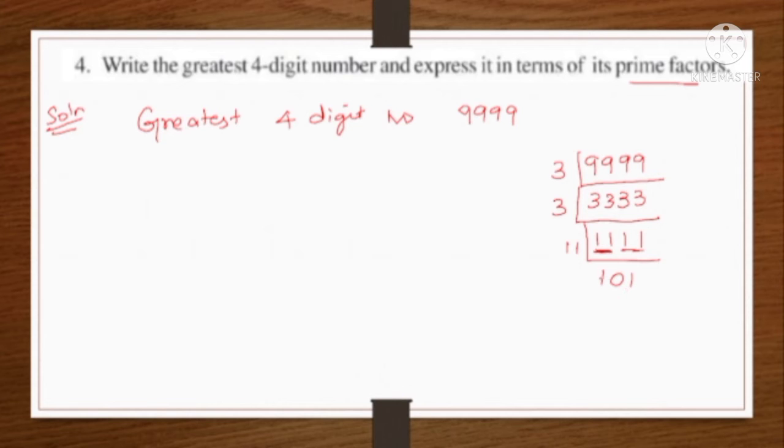So 101. Now 101 is a prime number, isn't it? So we can choose 101. 101 ones are 101. So therefore, what are the prime factors? We can write 9999 equal to 3 into 3 into 11 into 101. So this is the answer for sum number 4.